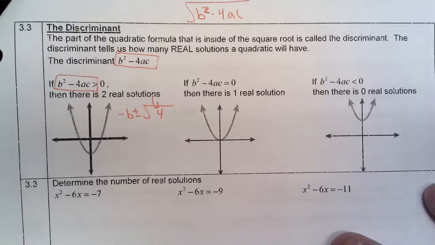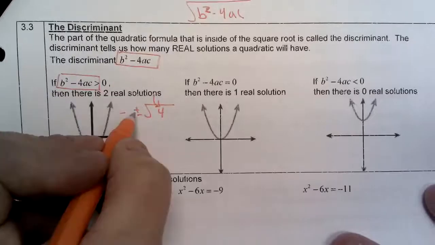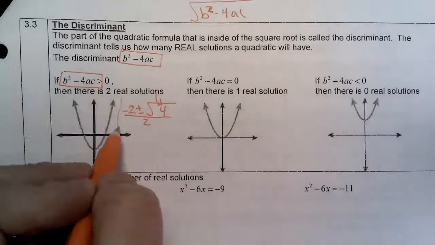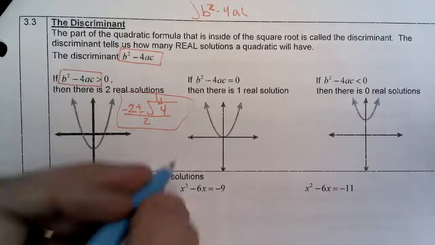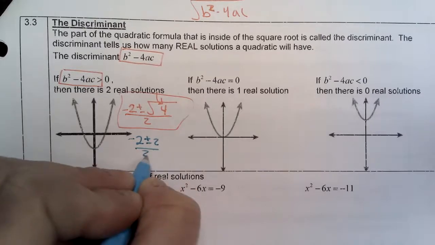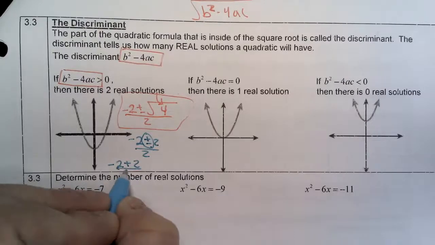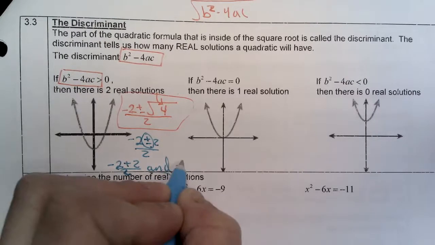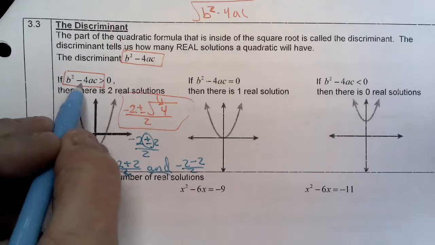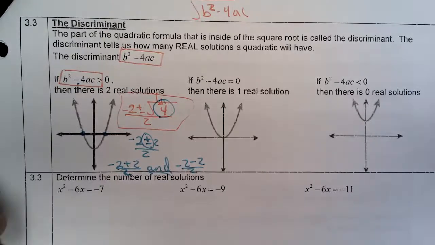If my discriminant was a 4, I'm just going to write a problem out here. Say I've solved this quadratic equation and gotten to here. Well, the square root of 4 is 2, so that would really be -2 plus or minus 2 over 2. But because of that plus or minus, I would have to break that into -2 plus 2 over 2 and -2 minus 2 over 2. So if the number under the radical is positive, you have 2 real solutions. In other words, it's going to touch the x-axis in 2 places.